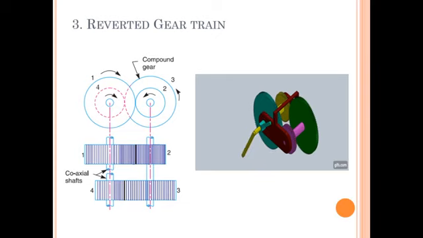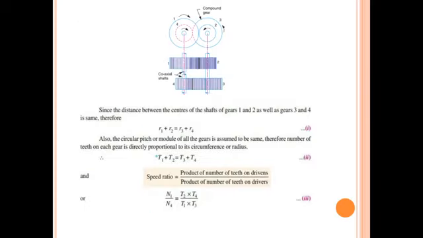Now, one more interesting thing regarding the reverted gear train we can see: the distance between the centers of the shafts of gears 1 and 2, as well as between gears 3 and 4. Observe carefully the distance between these shafts.